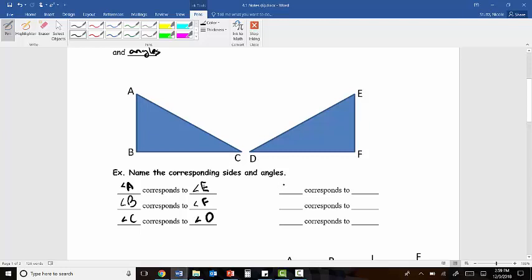And then you have three sides as well. So you'll have side AB, that will correspond to side EF. You'll have side BC, and that corresponds to side DF. And we have side AC, and that will correspond to side ED. So, for example, a triangle has three sides, so it has three sets of angles, three sets of sides when we're comparing. If you did a quadrilateral, you'd have 4 and 4, a pentagon, 5 and 5, and so on.